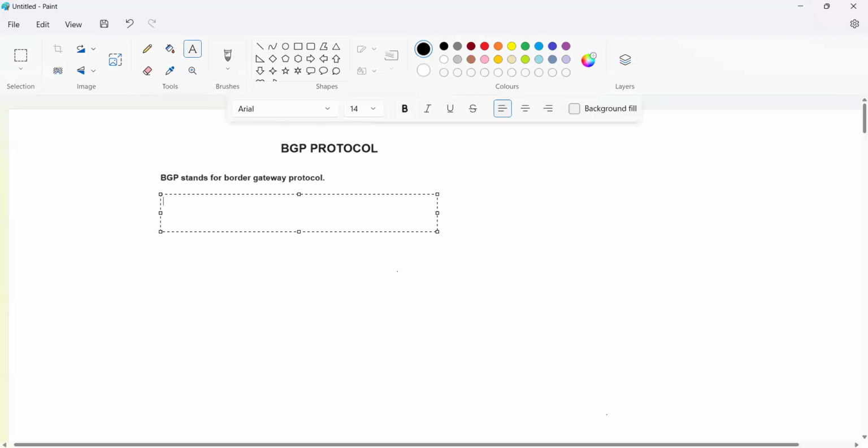BGP is used on all the switches and routers of different vendors, like HP, Aruba, Palo Alto, FortiGate. All vendors will use it, and Cisco also. Apart from Cisco, non-Cisco devices also use the BGP protocol.